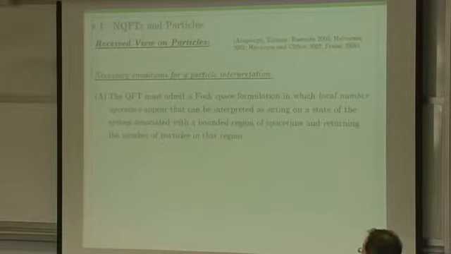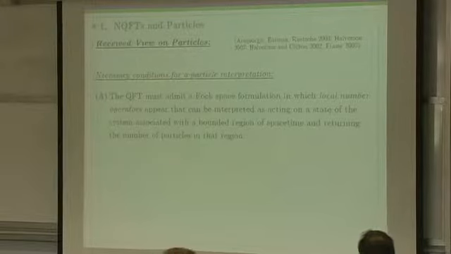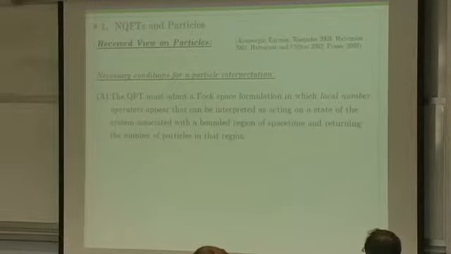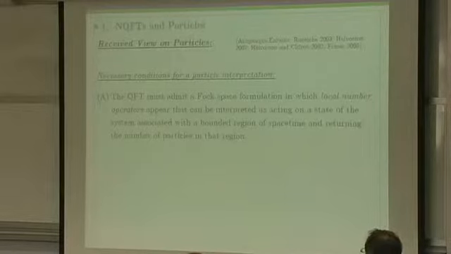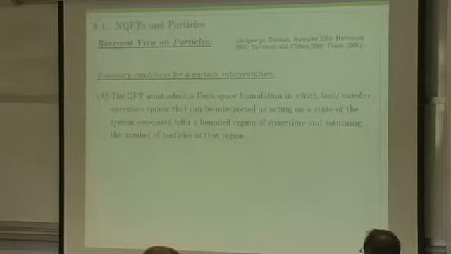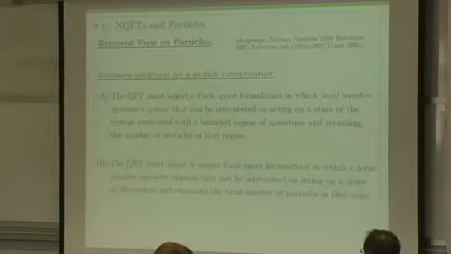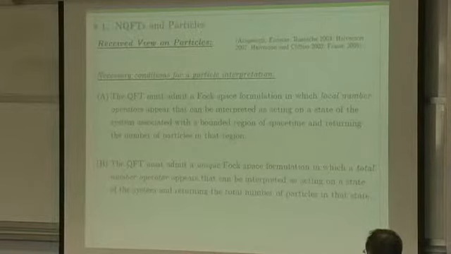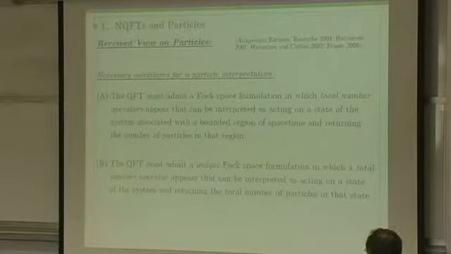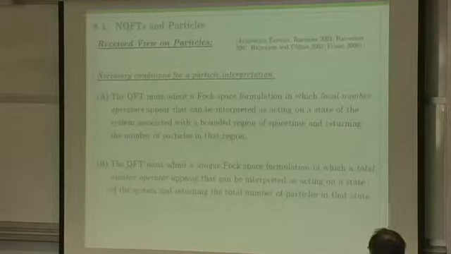First, the quantum field theory must admit a Fock space formulation in which local number operators appear that can be interpreted as acting on the state of a system associated with the boundary region of spacetime and returning the number of particles in that region. And secondly, the quantum field theory must admit a unique Fock space formulation in which a total number operator appears that can be interpreted as acting on the state of the system and returning the total number of particles in that state.